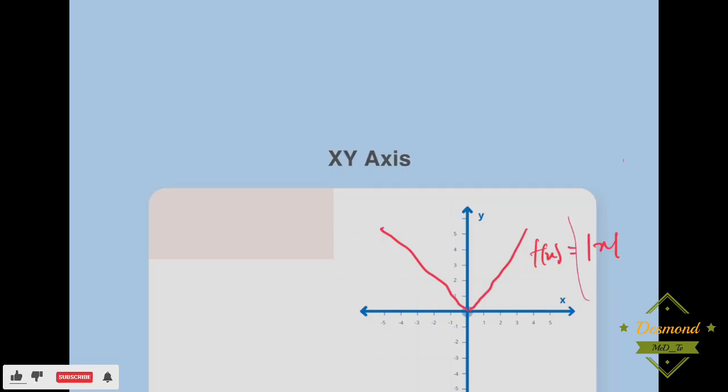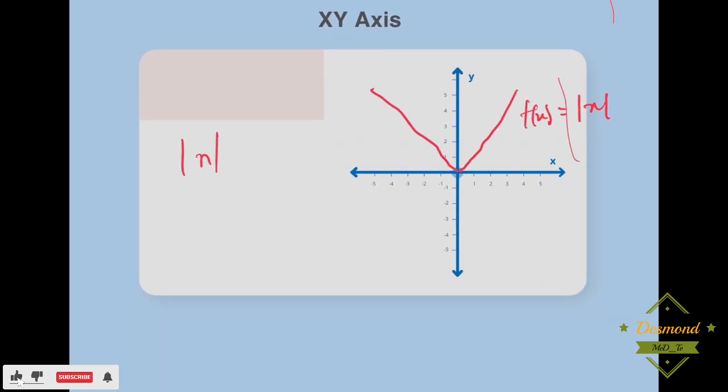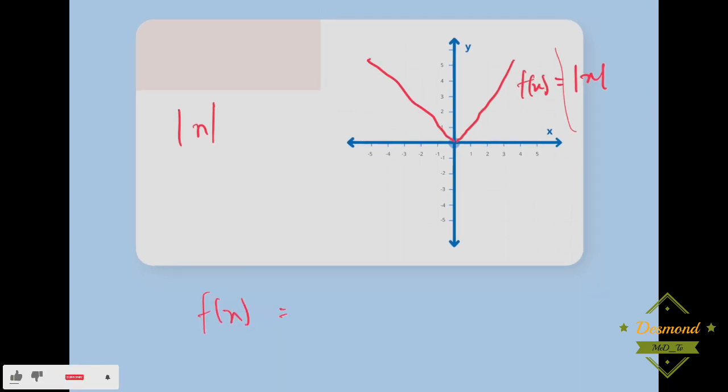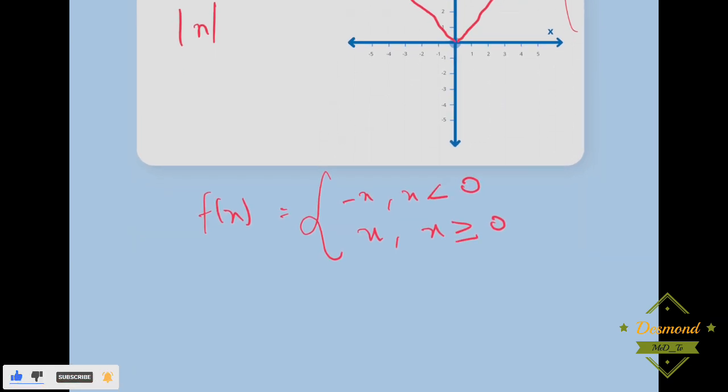Now, let's look at the last one right here. One symmetric function that arises frequently is the absolute value function, which is written as the absolute value of x. The absolute value function is defined as f of x equal to negative x if x is less than 0, and x if x is greater than or equal to 0. Some students describe this function by stating that it makes everything positive.